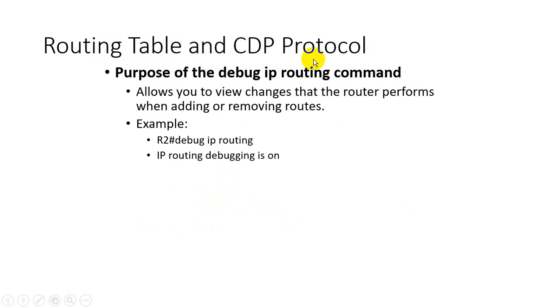Similarly, the routing table and the CDP protocol. The debug ip routing command allows you to view changes the router performs when adding or removing routes. Example: debug ip routing. IP routing debugging is on.